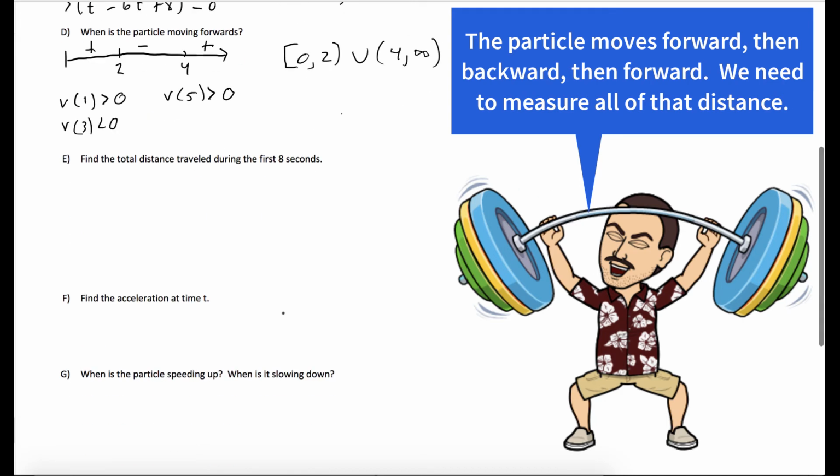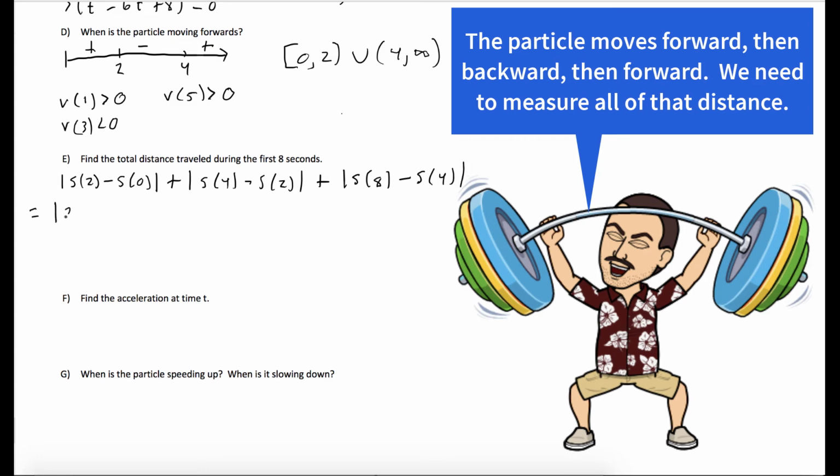To find the distance traveled in the first 8 seconds, we want to figure out how far did we travel forwards at first, and then we change direction, so we got to figure out how far did we travel backwards, plus how far did we travel forwards. And we add up all these absolute values. So we plug in into our position function these different t values, and then we'll simplify this. So it works out to be 20 plus 4 plus 112, which is 136.